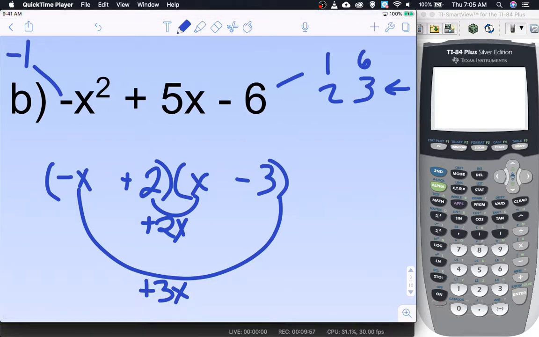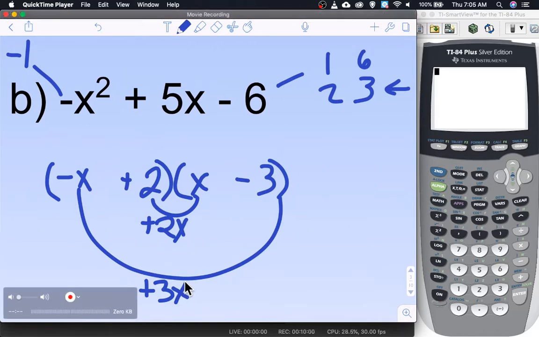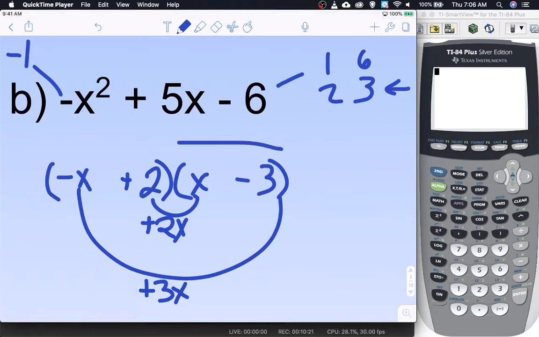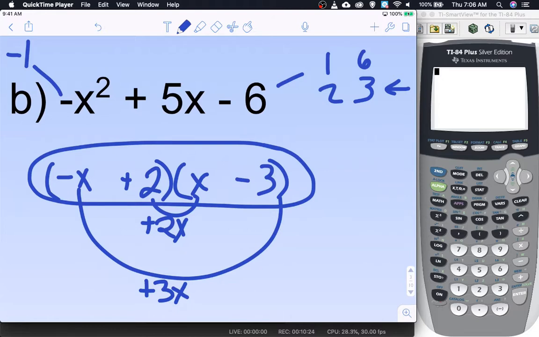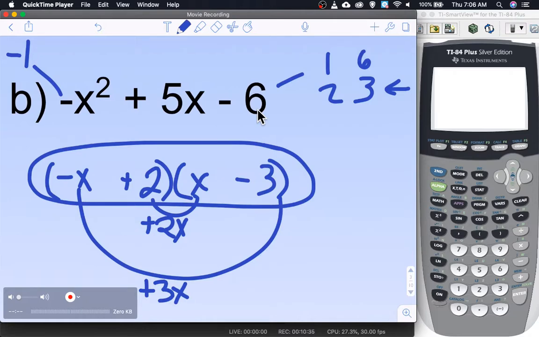Now, we check everything else out. Negative x times x is negative x squared. Check. Middle terms, positive 2, positive 3 does make a positive 5. Double check. Positive 2 times negative 3 is a negative 6. Triple check. We got it. First try. There are other things we can do with that negative. This is the most straightforward way for now. You'll see later on when we're solving equations, we can actually divide by -1 to get rid of him.